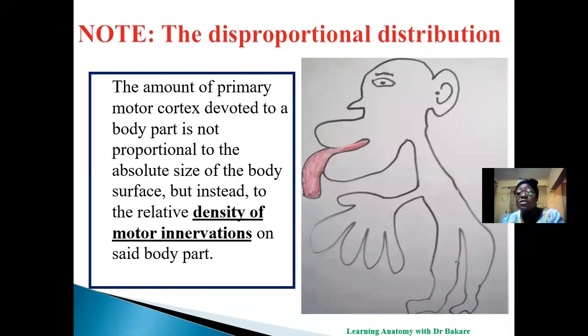And also, it's good for us to note the disproportional distribution that is seen on the motor cortex. The areas of specific regions of the body are not represented on the motor cortex as they are. In the real form, there is a disproportional distribution on the motor cortex. We have larger areas on the motor cortex represented with the face region, the tongue, and also the limbs. This has been attributed to the fact that the density of motor innervation in that area is more.